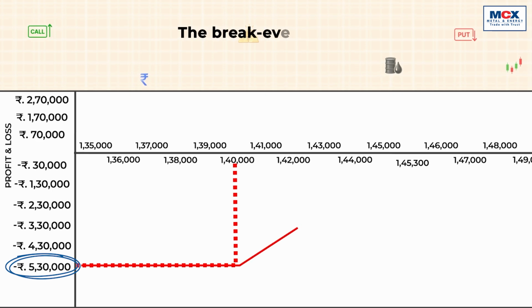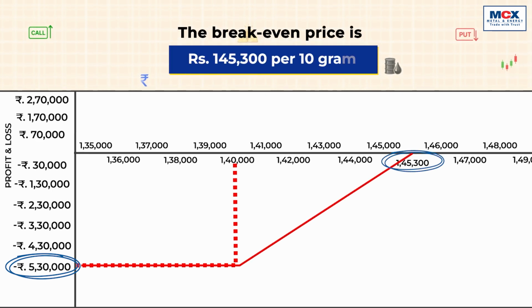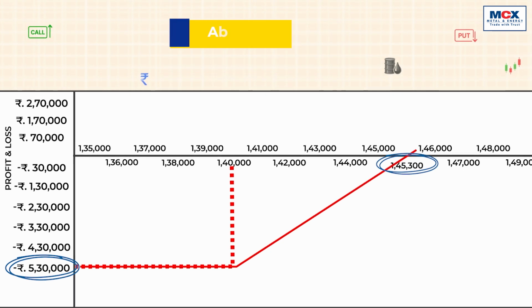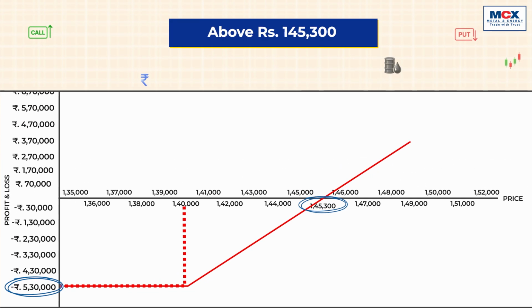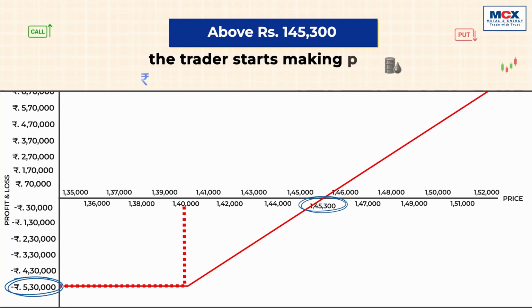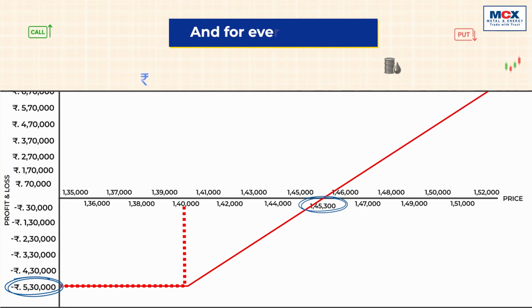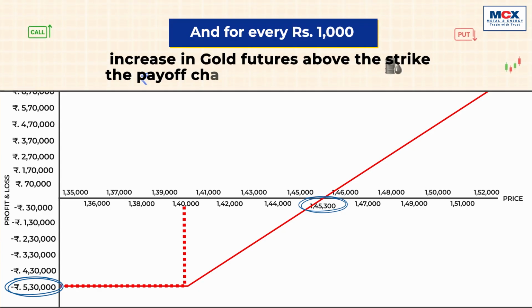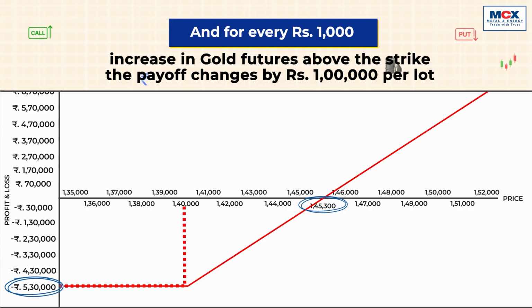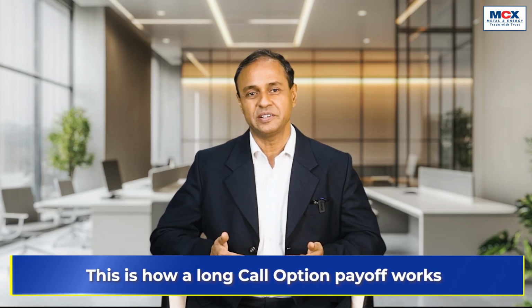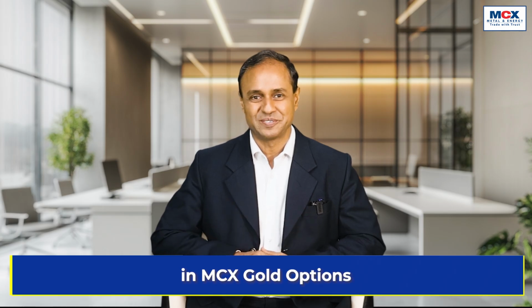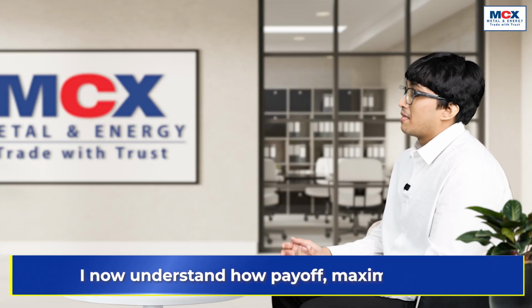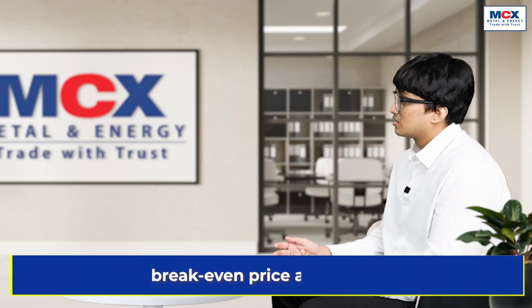The break-even price is Rs 1,45,300 per 10 grams. Above Rs 1,45,300, the trader starts making profit. And for every Rs 1,000 increase in gold futures above the strike, the payoff changes by Rs 1 lakh per lot. This is how a long call option payoff works in MCX gold options. I now understand how payoff, maximum loss, break-even price, and profit are calculated for a gold call option.